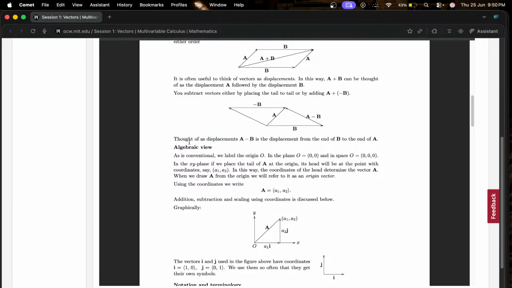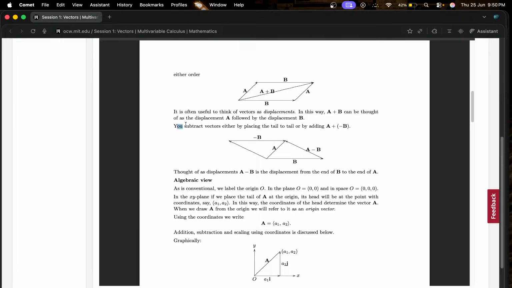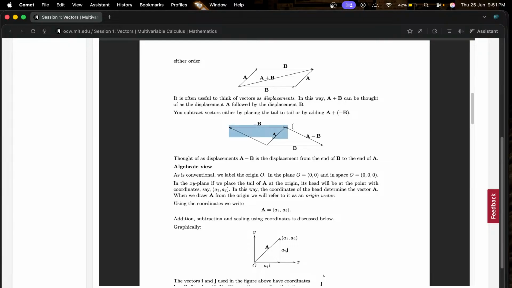So think of it as displacement: a minus b is the displacement from the end of b to the end of a. Yeah, it's understandable. We are matching tails here. That's the whole point now. Use subtractive vectors either by placing tail to tail or by adding the positive and negative side. So we are placing tail to tail in this direction.